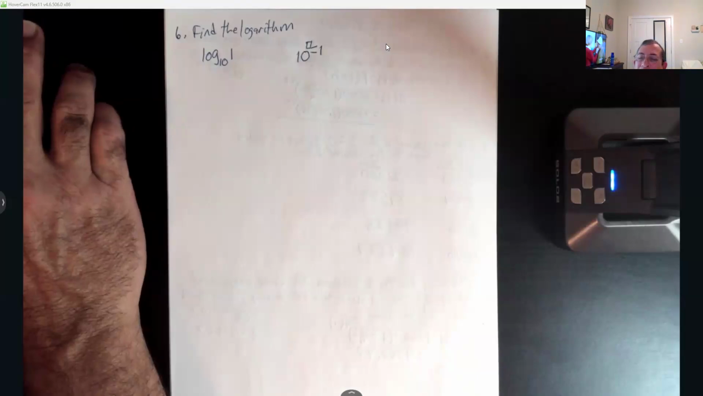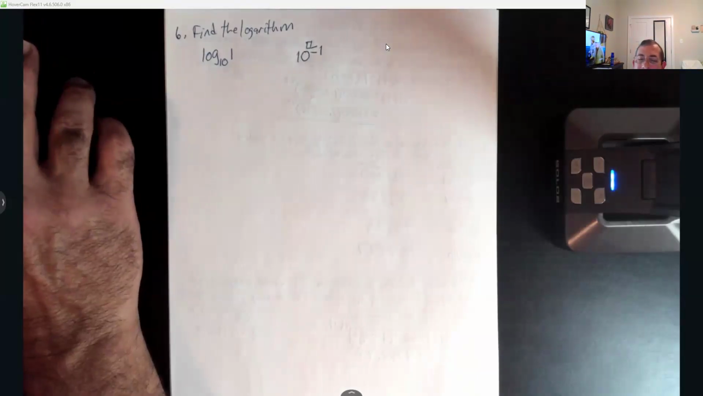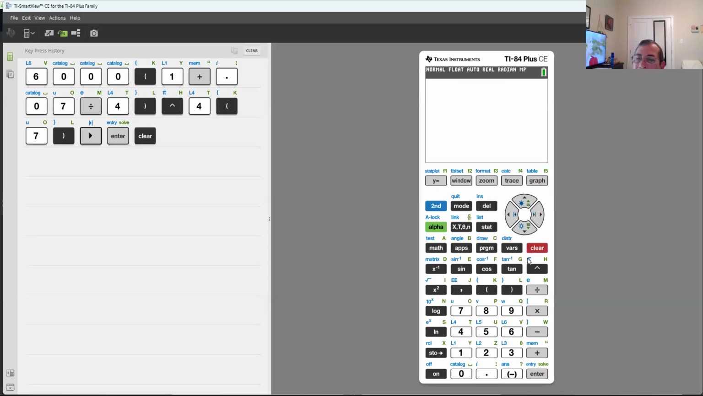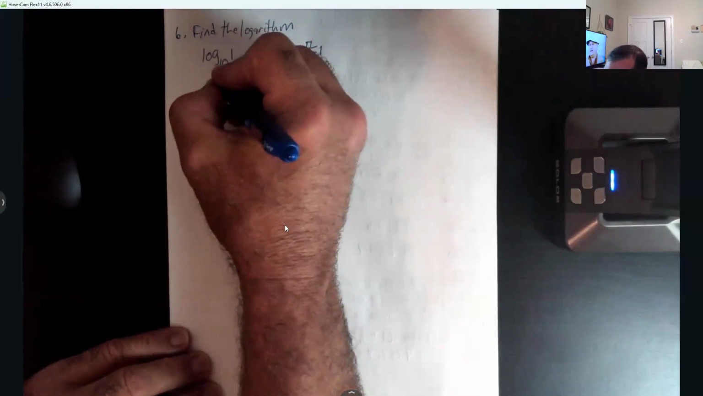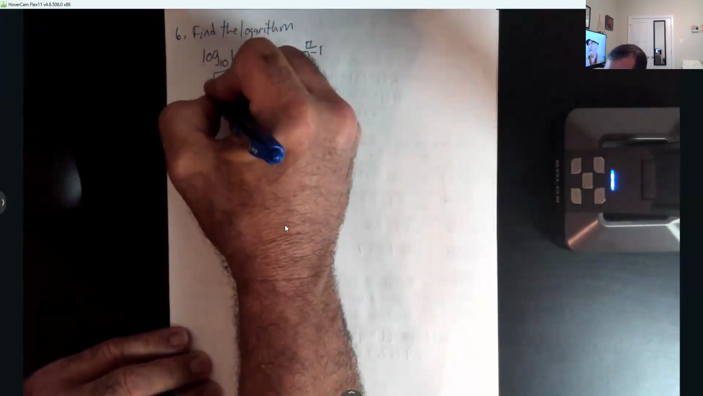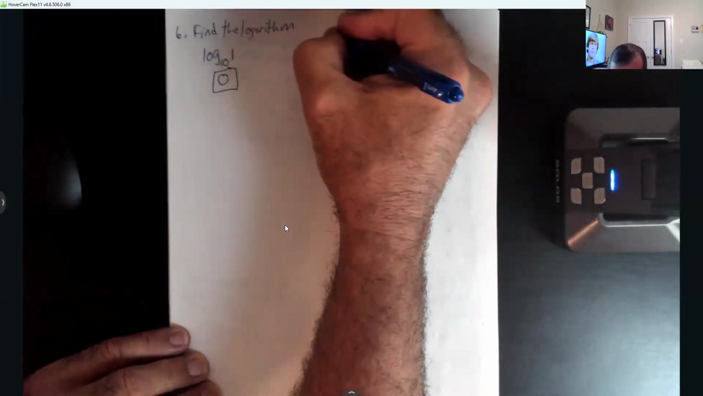Let me go get it real quick on this calculator. Look at this: log of 1 equals 0. Remember, I don't care what this base is. If that result is a 1, that exponent has to be 0.